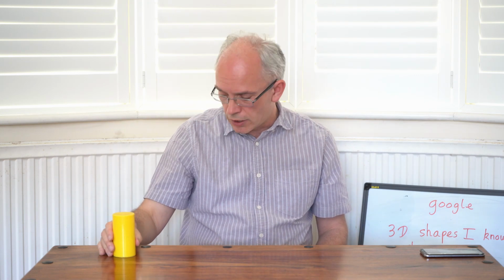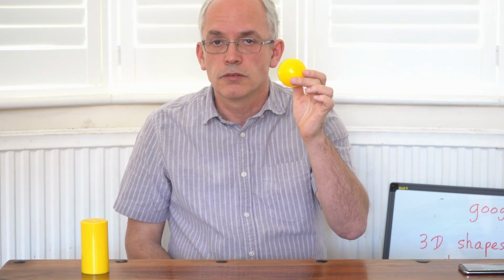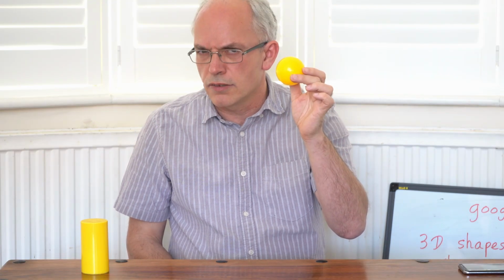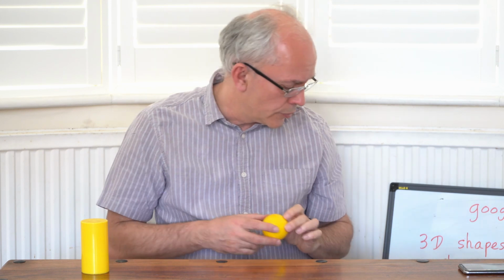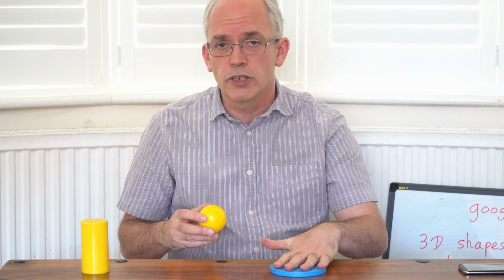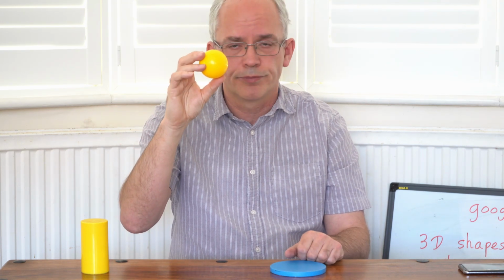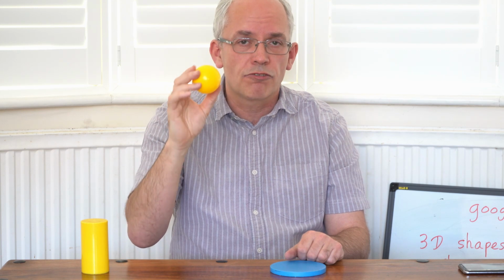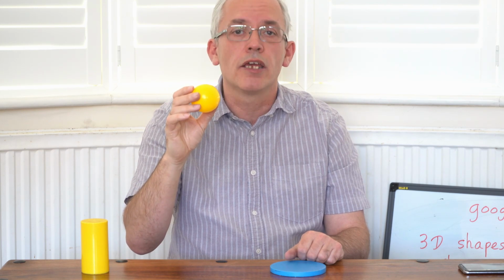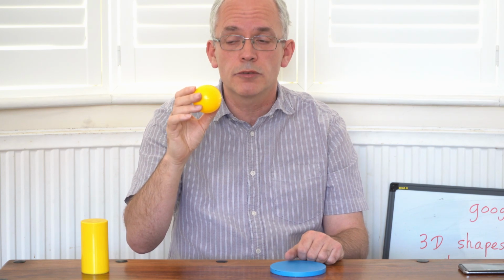I'm going to pop it down there. Let's have a look at this shape. Can you tell your grown-up what this shape is? Is it a circle? Look, this is a circle. A circle is flat. Is this ball shape flat? No. This is a 3D shape and it's called a sphere. Sphere. Can you say that word?